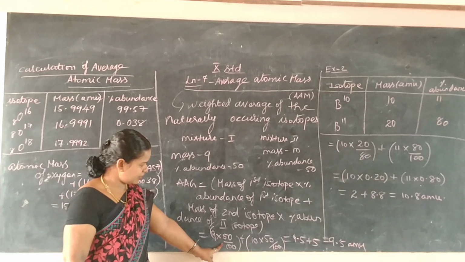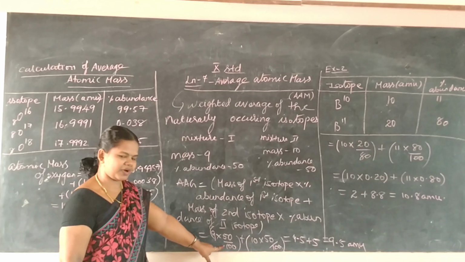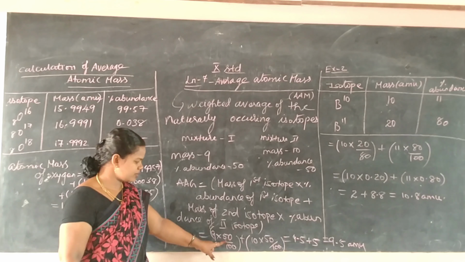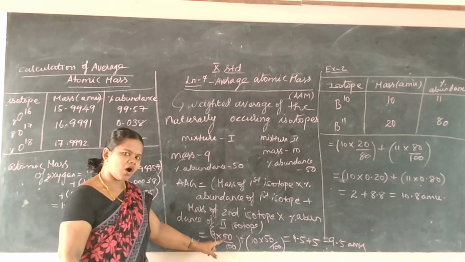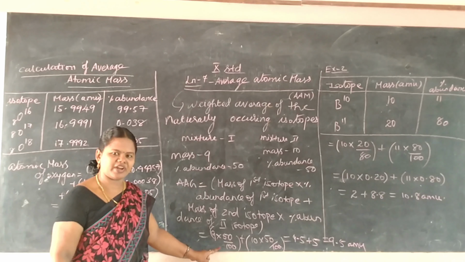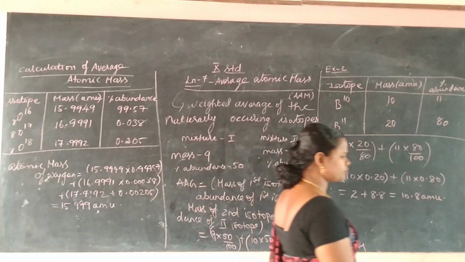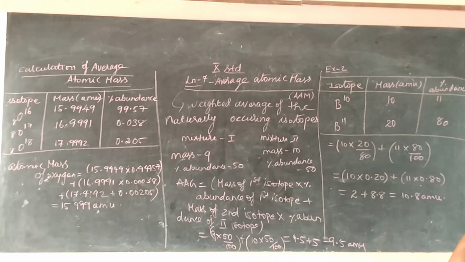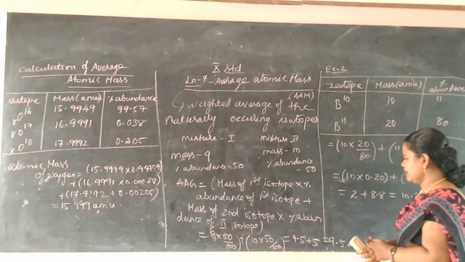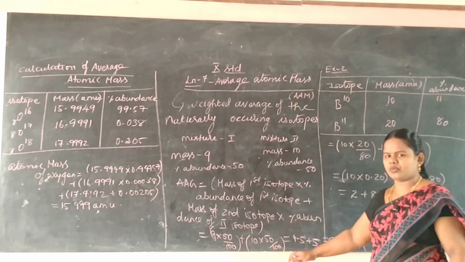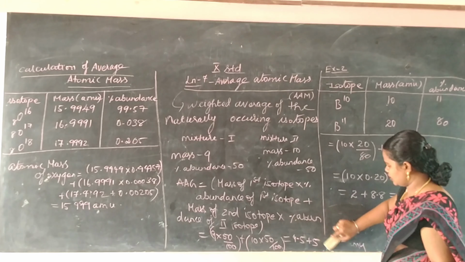Here we have to convert the percentage abundance into fractional abundance. That is, we have to substitute 50 by 100, or we can substitute 0.50.